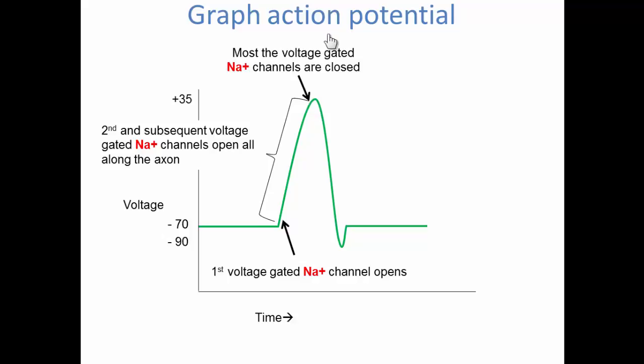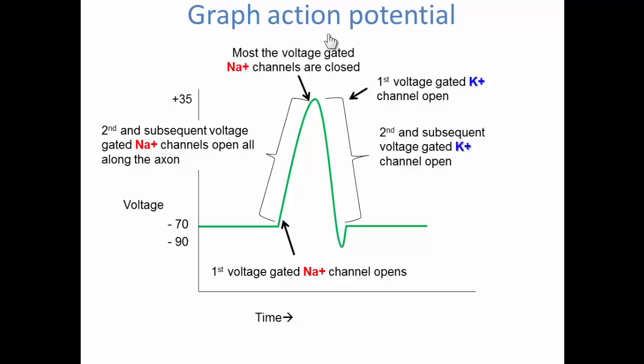After 1 millisecond, most of the voltage-gated sodium channels are closed. At +35 millivolts, our first voltage-gated potassium channel opens, and then the second and subsequent voltage-gated potassium channels open, and that causes a decrease in the voltage because we're repolarizing as the potassium leaves. The voltage-gated potassium channels close really slowly, so they start closing at negative 70 millivolts, but they finish closing at negative 90 millivolts. So we hyperpolarize a little bit there at the end of the action potential.